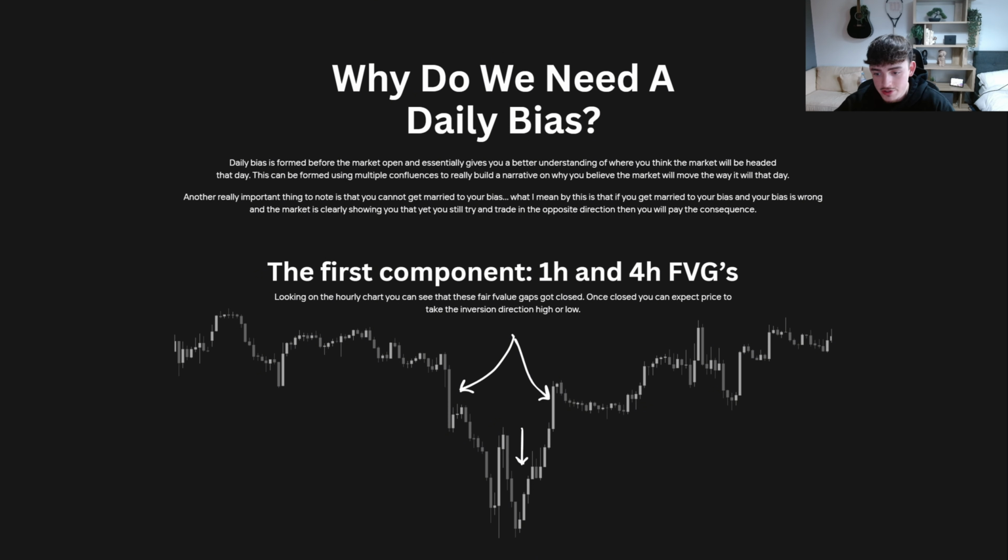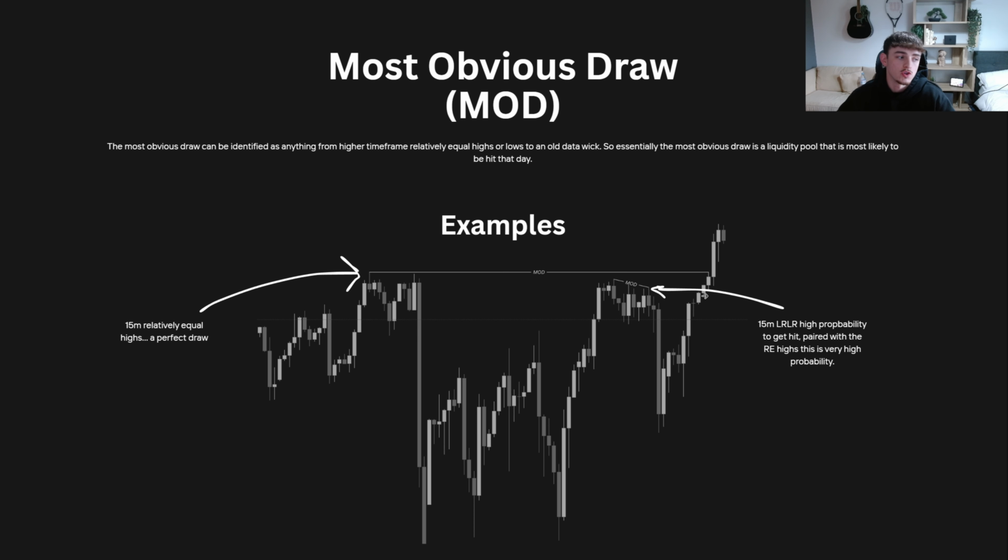The first component is 1 hour and 4 hour fair value gaps. Looking on the hourly chart, you can see that these fair value gaps got closed. Once closed, you can expect price to take the inversion direction high or low. Okay, so what does this mean? So we get an inversion, and then we use that like the lower time frame model on the higher time frames as your bias.